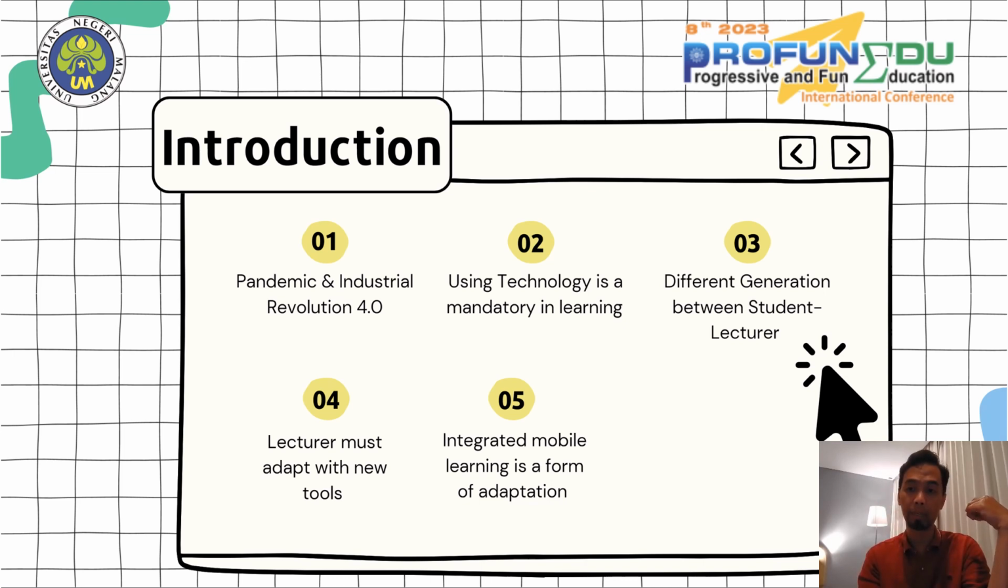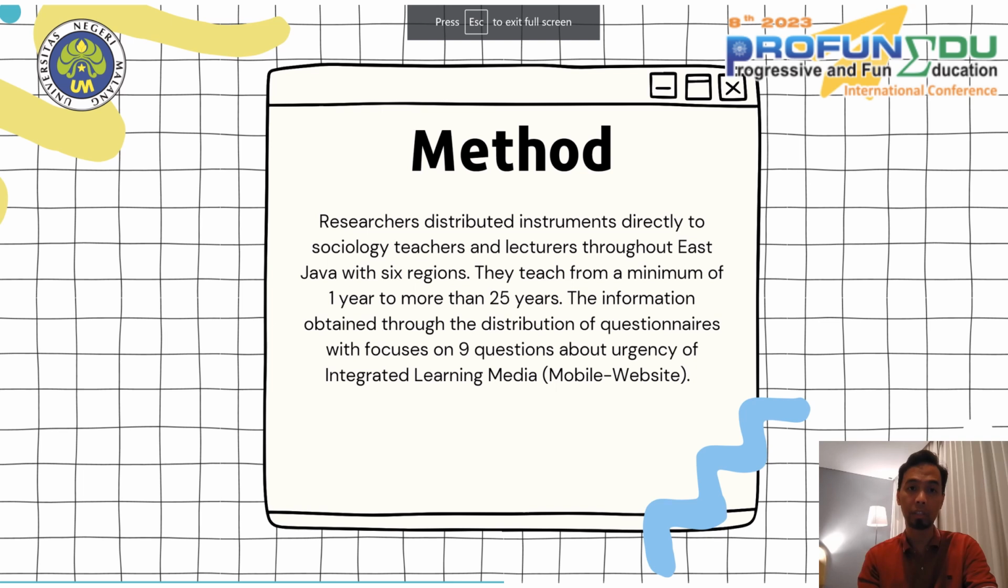In this paper, I use a method where the researcher distributed an instrument directly to sociology teachers and lecturers throughout East Java with 6 regions. They teach from a minimum of 1 year to more than 25 years for teachers and lecturers. And then after that, the information was obtained through the distribution of a questionnaire with a focus on 9 questions about the urgency of integrated learning media, mobile and website.